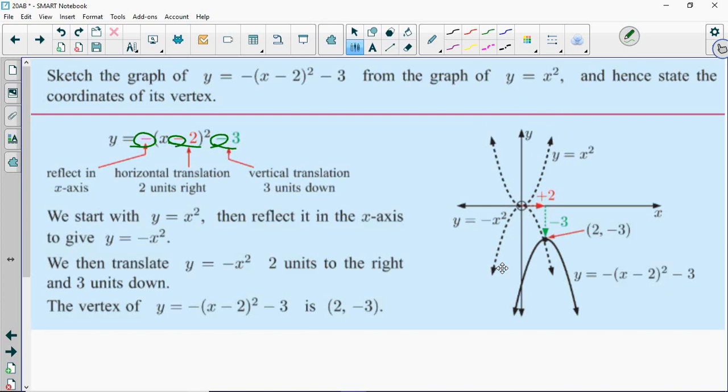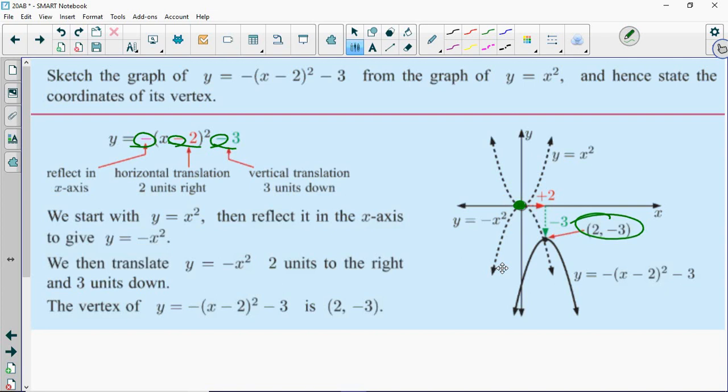Where is the new vertex of the parabola? Well, it's going to be at (2, -3). The original vertex was at (0, 0). That vertex, where does it move? It moves 2 to the right and 3 down.